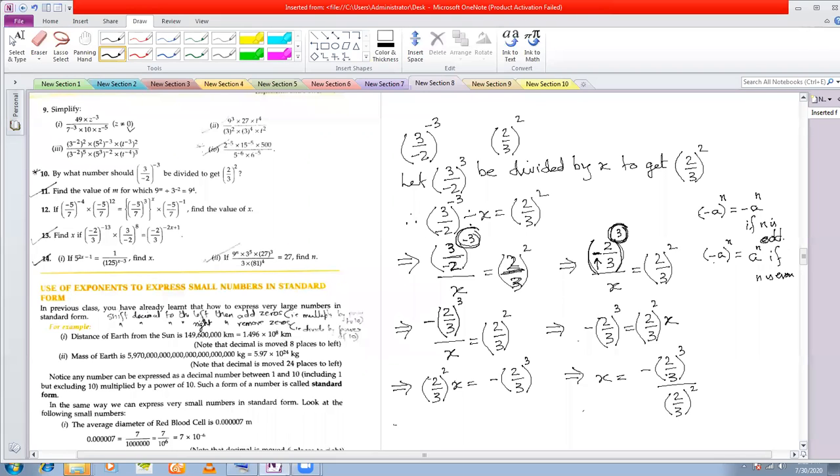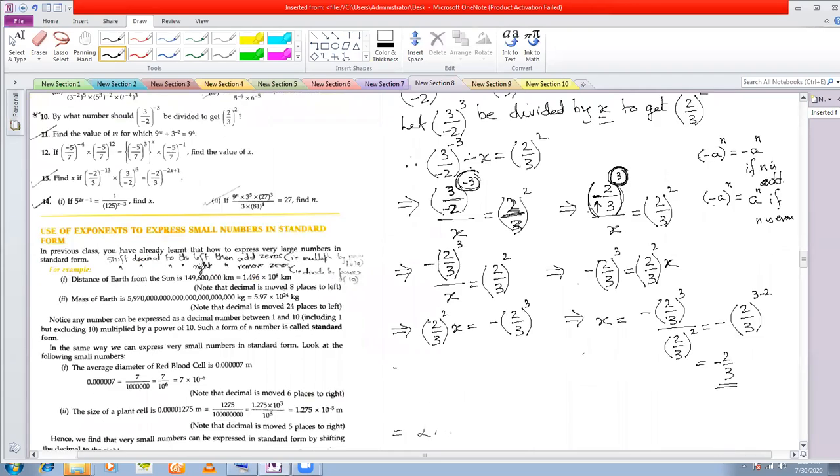Now the bases are the same, 2 by 3, 2 by 3. So you can apply a to the power of m by a to the power of n: minus (2 by 3) to the power of 3 minus 2, which is simply minus 2 by 3. So what is the value of x? Minus 2 by 3. So the number by which it should be divided is minus 2 by 3. Clear? Or any step, if you have any problem, tell me.